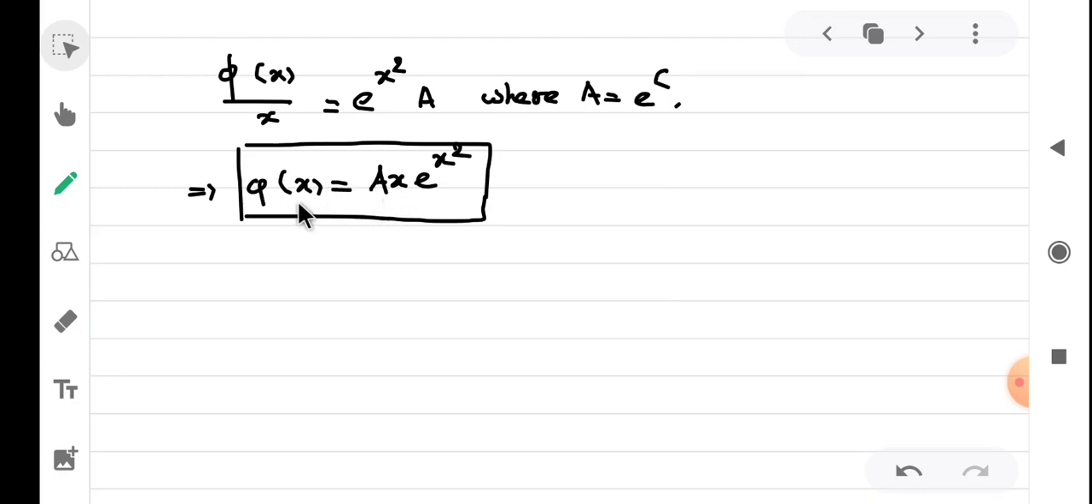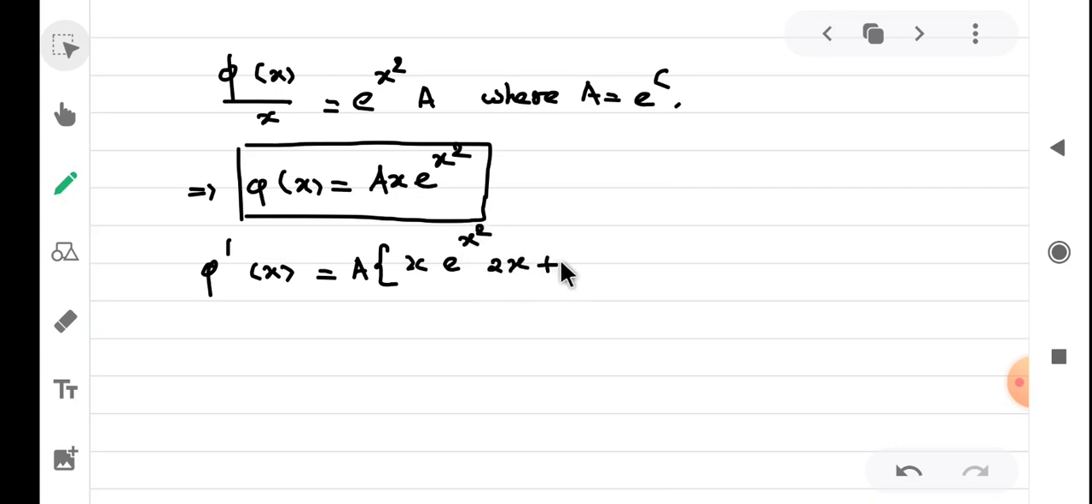So this is phi of x is equal to a into x into e power x square. Let us calculate what is phi dash of x. This a is constant. Here I need to use product rule. Keep x as it is, differentiate e power x square. This is e power x square, and then derivative of that x square is 2x.